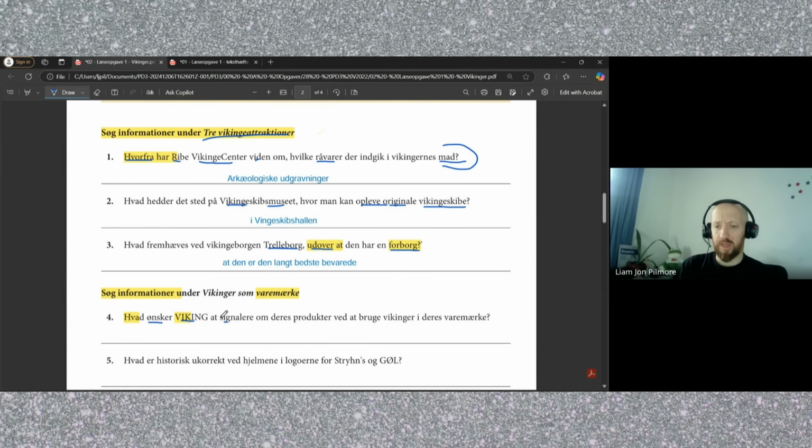Keywords. Måske at signalere, maybe. Produkter. Varemærke. Trickier one maybe this time. The important thing is we're looking for this brand, Viking, and what it is about their products or why it is that they want to use Vikings in their branding. Let's see, can we find that?